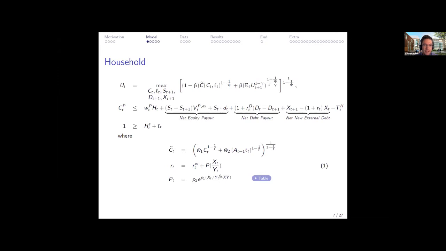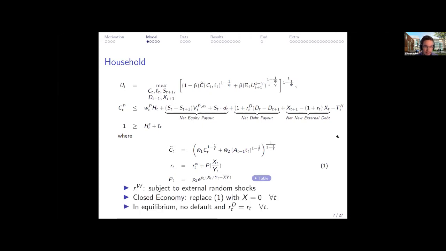Now, if we want to close this economy, it's relatively easy to do. We simply replace this external interest rate equation with one that sets debt to 0 in every period. This is an experiment that we'll return to in our results section. Finally, there's no default in this model, so in equilibrium, the domestic borrowing rate and external rates are equal. This equilibrium condition is important because it's the channel through which external credit conditions affect the domestic corporate sector.